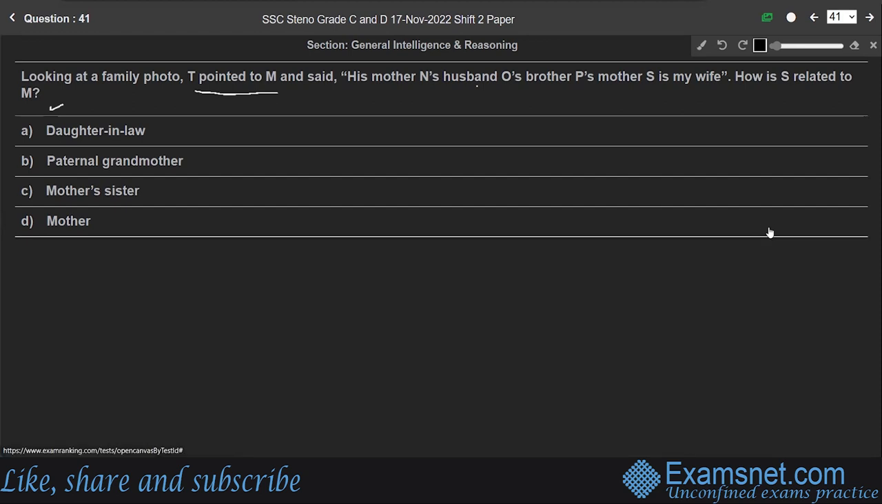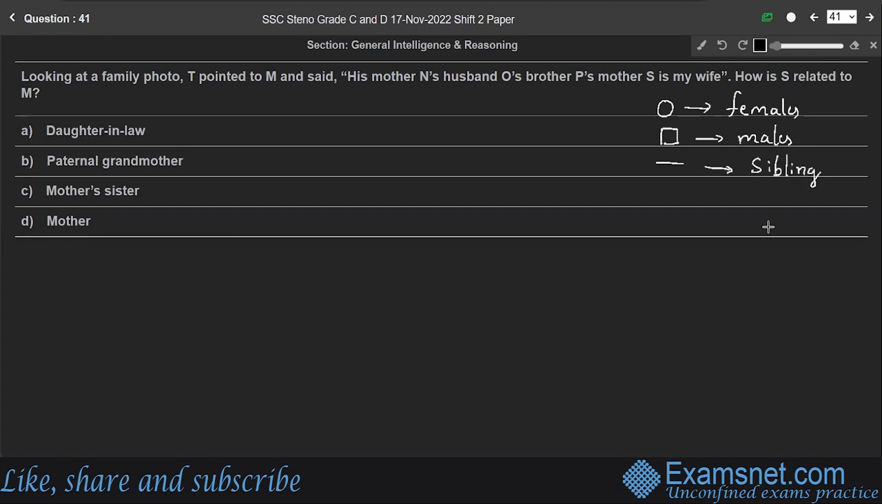To represent this relationship, we use some symbols. We use circular symbol for all females. We use a square symbol for all males. We use single horizontal line for siblings, double horizontal line for married couple, vertical line or slightly slanted line for difference of generation.